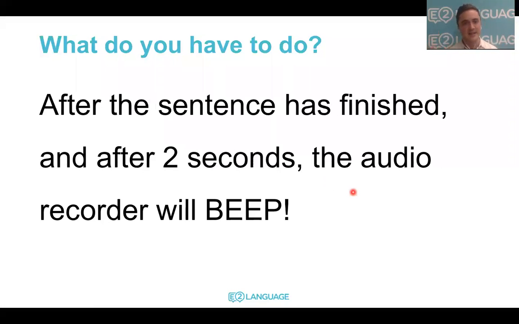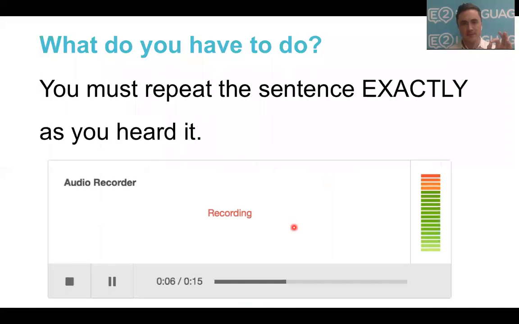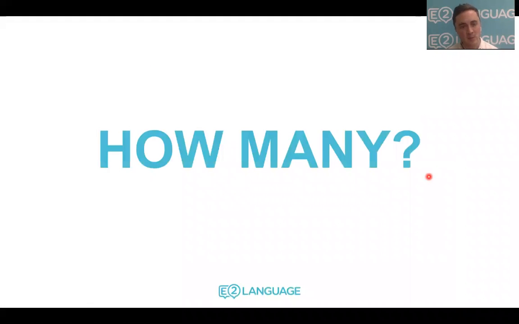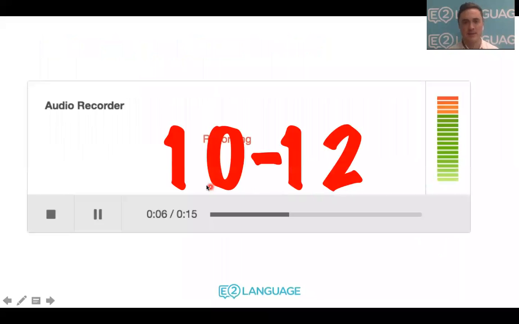After the sentence has finished, there will be 2 seconds, and then the audio recorder will beep. You must repeat the sentence exactly as you heard it. Now, exactly, this is an interesting word, and we're going to look in detail at how to do this task successfully, so stay with me. How many will you get in your PTE? Well, it depends. You'll get between 10 and 12, depending on your exam.